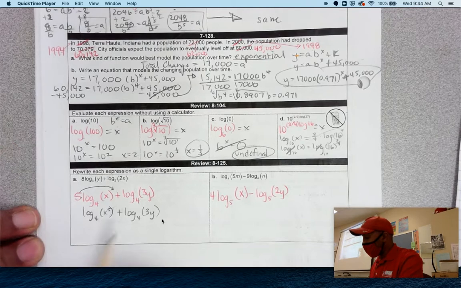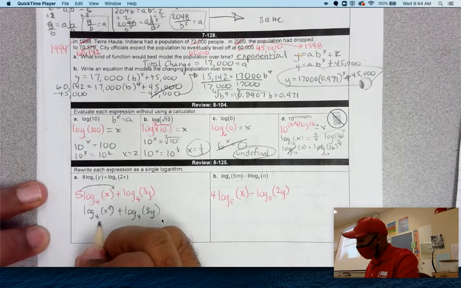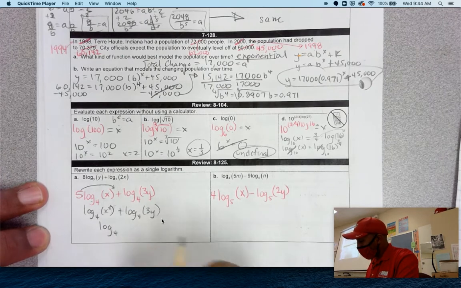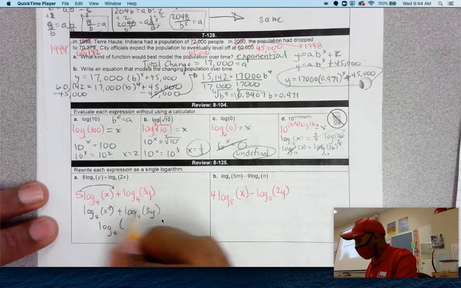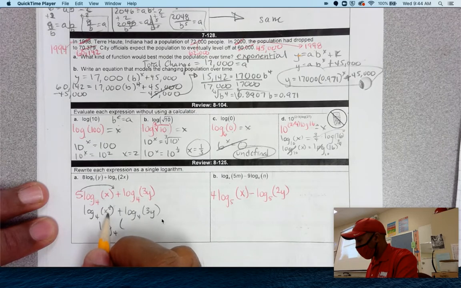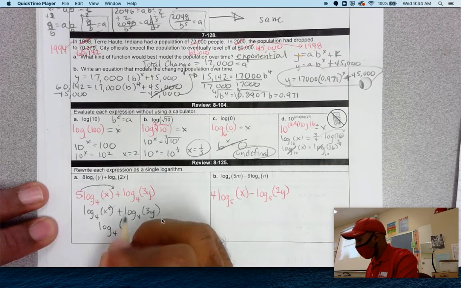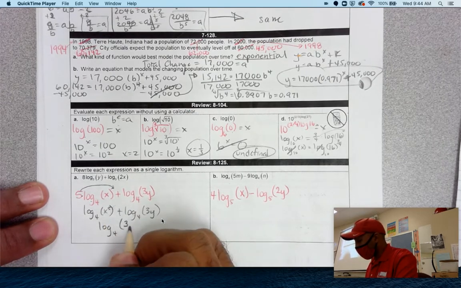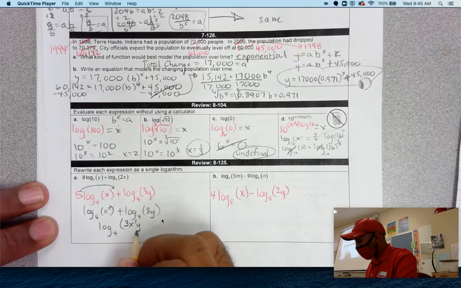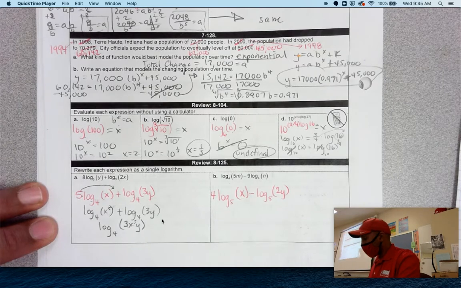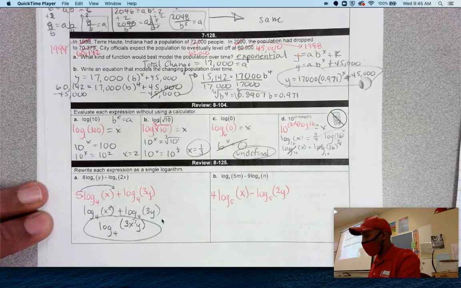Now I can combine these. Remember, if you're adding 2 logs, you multiply these 2 numbers inside. So x to the 5th times 3y. I'll put the 3 first, and then the x and the y. So 3 times x to the 5th times y. And that's it. Now it's condensed into one log.